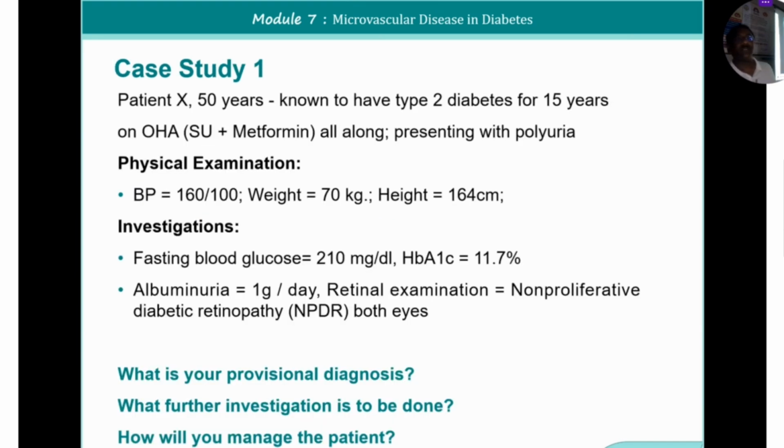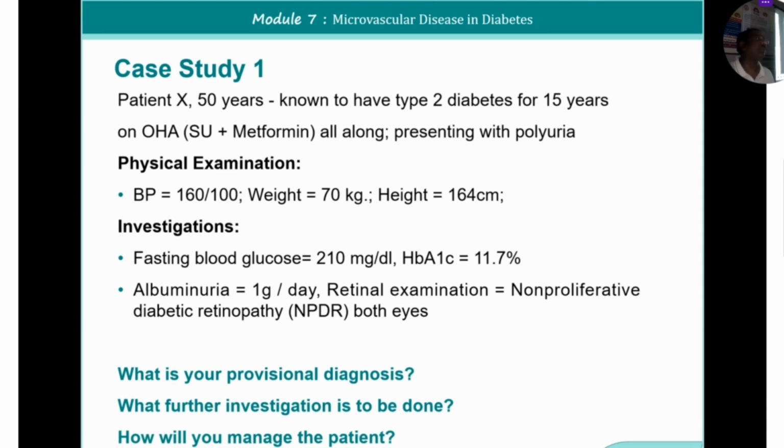So this is case one: a 50-year-old with type 2 diabetes for the last 15 years. He got the diabetes at the age of 35 years, so now already 15 years. On OHA, sulfonylureas plus metformin, presenting with polyuria. BP 160 by 100, weight 70 kgs, height 164 centimeters. Fasting 210, A1C 11.7, albuminuria 1 gram per day, retinal examination NPDR in both eyes. So what is your working diagnosis?